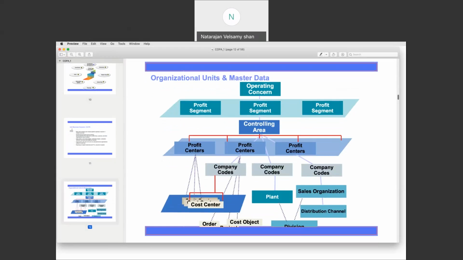This is the architecture. Operating concern is the highest level. Under that, we have the value segment. Below that is the controlling area. Company is having the profit centers. Each country is having multiple company codes, and company codes have the plant, sales org, distribution channel, and division, which is a combination of sales org and plant. Profit center has the cost objects, orders, cost centers.